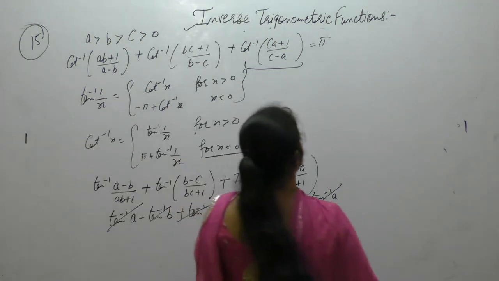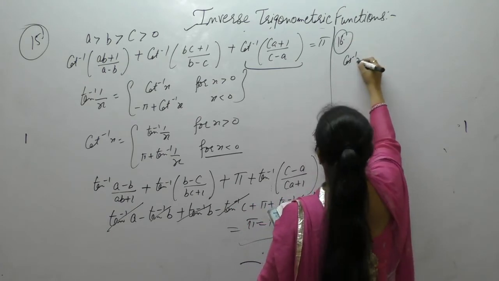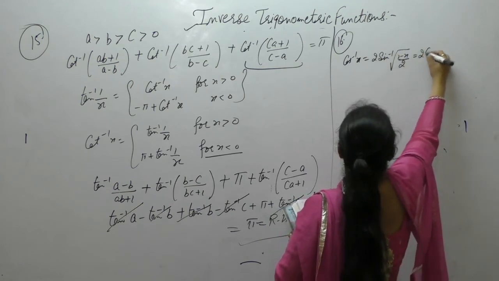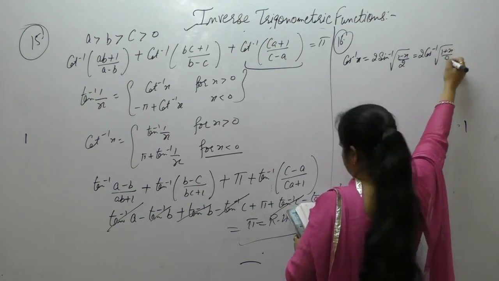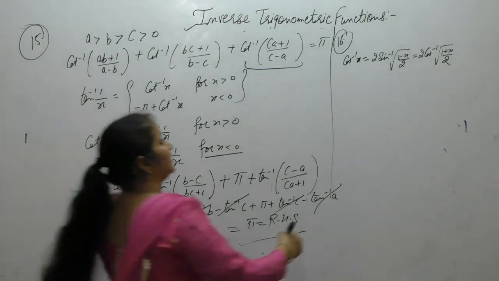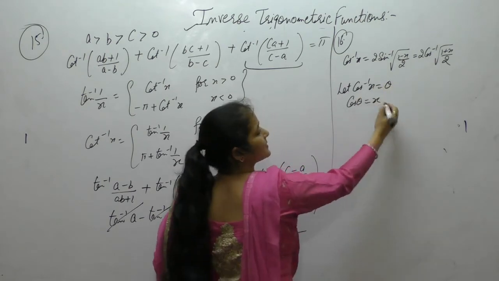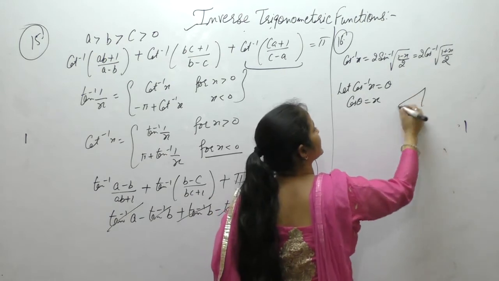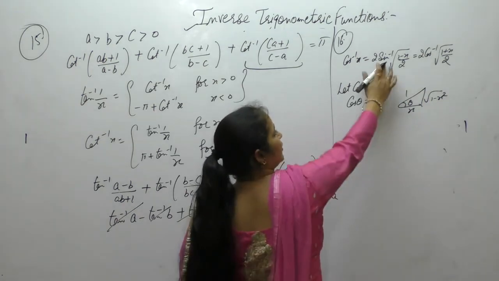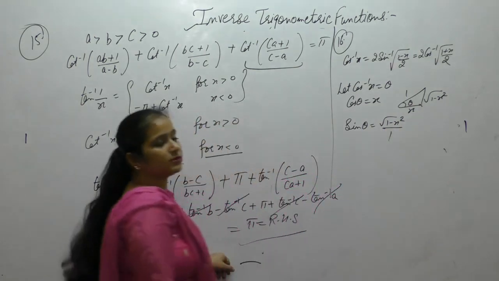Now the next question is, prove that cos inverse x is equal to 2 sin inverse root of (1 minus x) by 2, which is equal to 2 cos inverse root of (1 plus x) by 2. Let cos inverse x be equal to theta, then cos theta is x. Cos is base upon hypotenuse. So this is root of 1 minus x square. Now we want sin here. So sin is perpendicular upon hypotenuse.